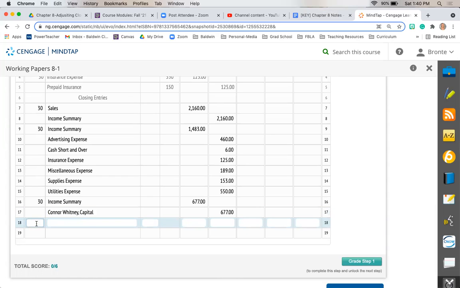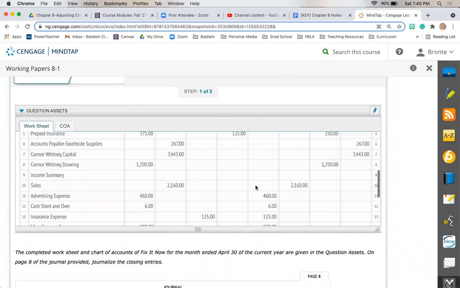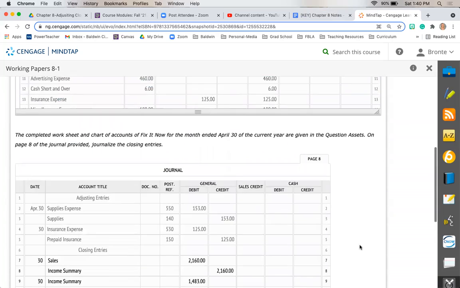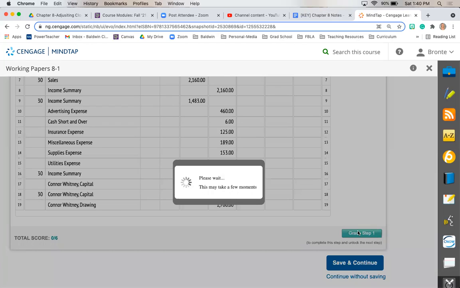$677. The last account I need to close is the owner's drawing account. And we got to do the opposite. So Connor Whitney Capital and then Connor Whitney Drawing. And I just need to go up here and find my drawing account, 1,700. And that's going to be a debit to capital because it's decreasing it, and a credit to drawing so that it closes it.